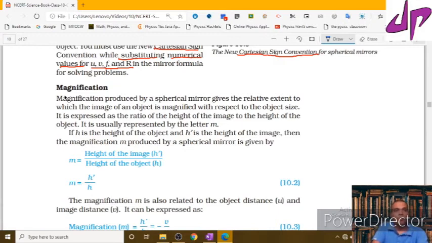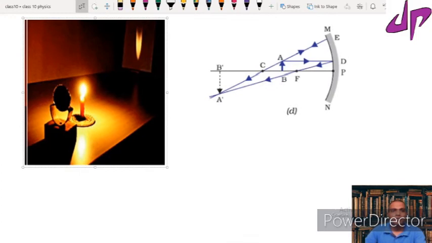Another concept is magnification. First of all, what is the meaning of magnification? Magnification gives the ratio of the height of the image to the height of the object. So this is the formula we can use to calculate the magnification. If you remember, for the concave mirror, the image gets magnified depending upon the position. Here you can see.